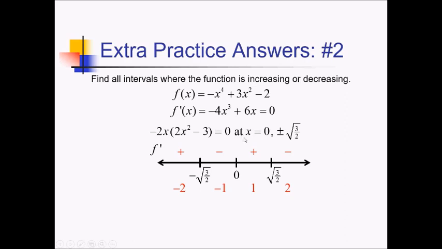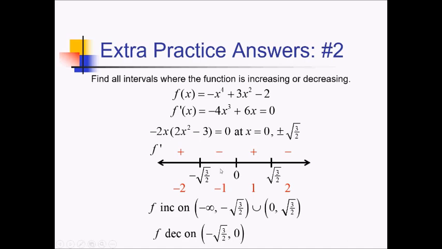All right, since f prime is positive in the first and third intervals, that means that f is increasing from negative infinity to negative radical 3/2, union 0 to positive radical 3/2. And since f prime is negative on the second and fourth intervals, f is decreasing from negative radical 3/2 to 0, union radical 3/2 to infinity.